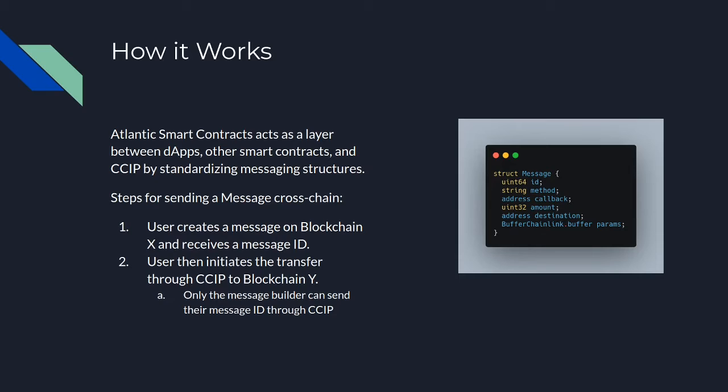To send a transfer, a user creates a message on blockchain X and receives a message ID. The user then initiates the transfer using their message ID, which passes the message through CCIP to blockchain Y. And in our case, the message passes through the external adapter. One important note is that only the account that created the message can initiate the transfer when sending the message across through Chainlink CCIP.